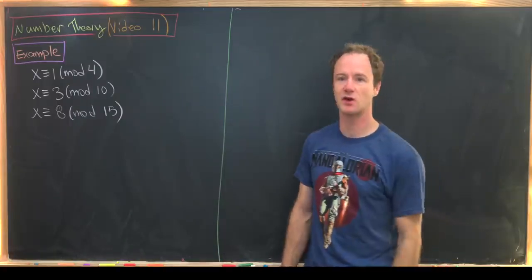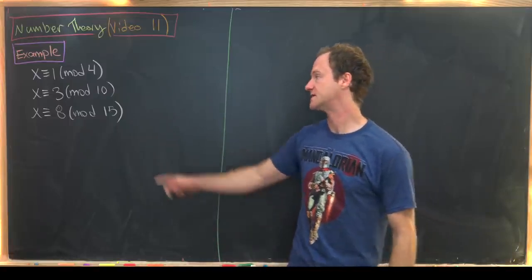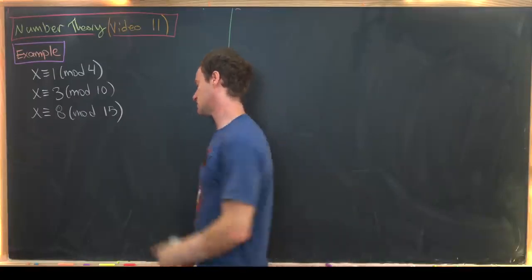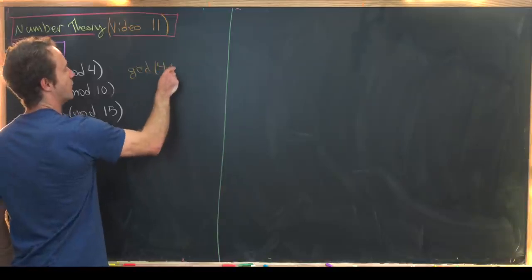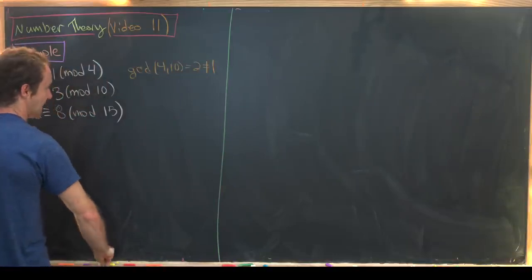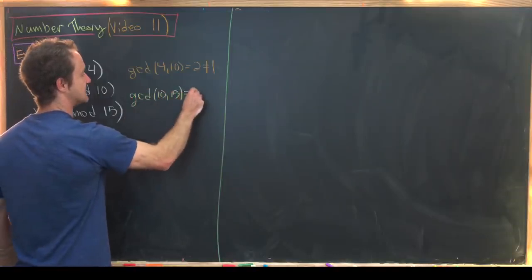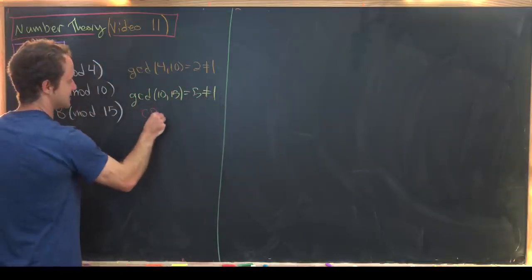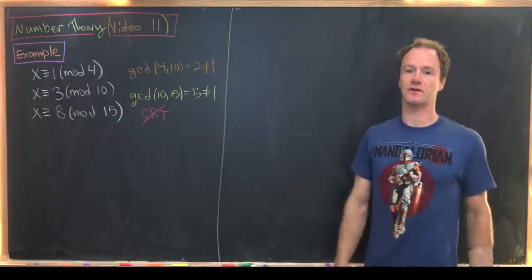So let's say we want to solve the system of congruences: X is congruent to 1 mod 4, it's congruent to 3 mod 10, and 8 mod 15. Let's notice that immediately we see something is up. The GCD of 4 with 10 is equal to 2, that's not equal to 1. And likewise, the GCD of 10 with 15 is equal to 5. That's not equal to 1. But that tells us that we cannot directly apply the Chinese remainder theorem.